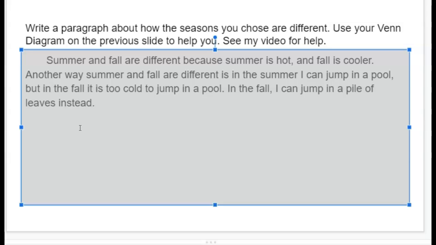I'm telling you what's different in this paragraph. I'm using my Venn diagram, and I'm writing those ideas in complete sentences, trying to explain my thinking to my reader, so my reader really understands that these 2 seasons are not only the same, but they're different. I want you to do the same thing. Use your Venn diagram. Give me a couple sentences about how the 2 seasons you chose are different.